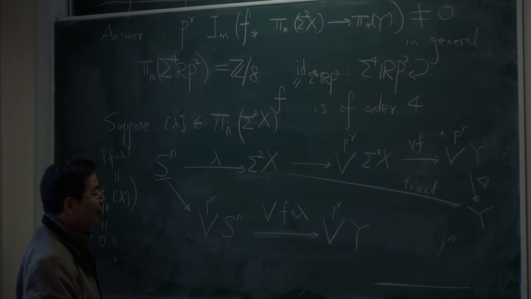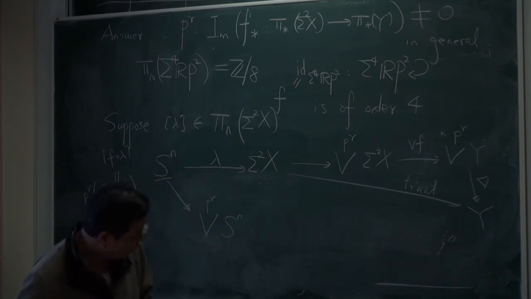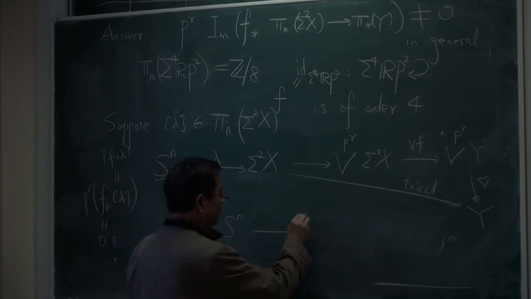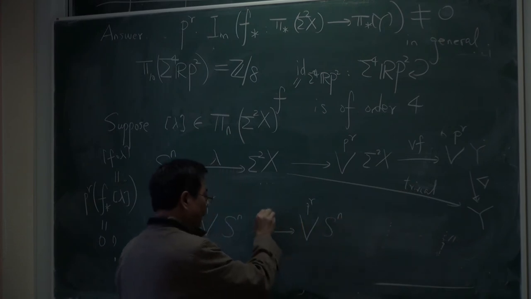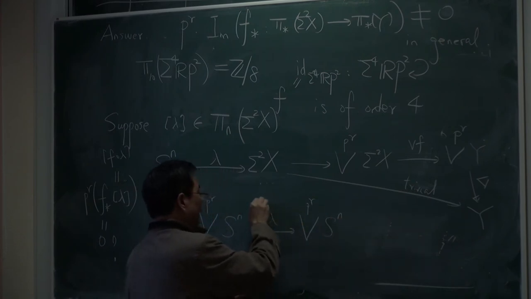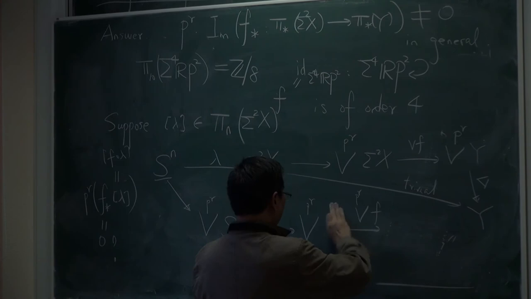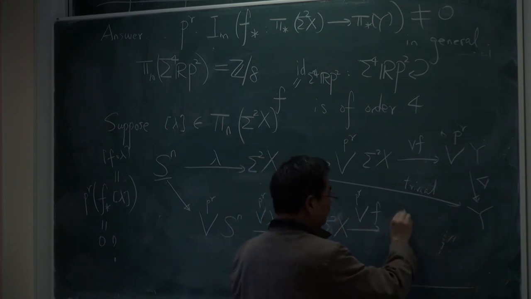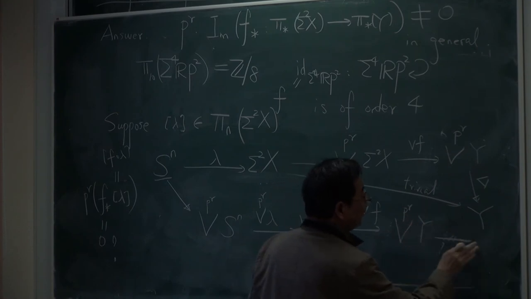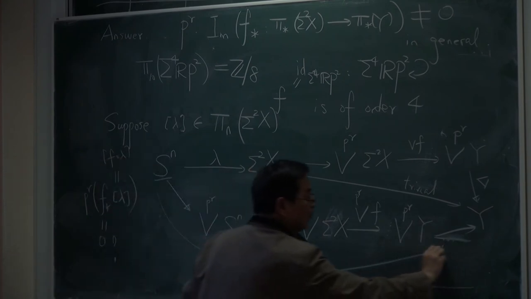So yeah, let me separate. I take lambda first, and then composition with f. Then go f. Okay, lambda will go to x, and then go to p to r y, then folding back to y. Come back this way, right.